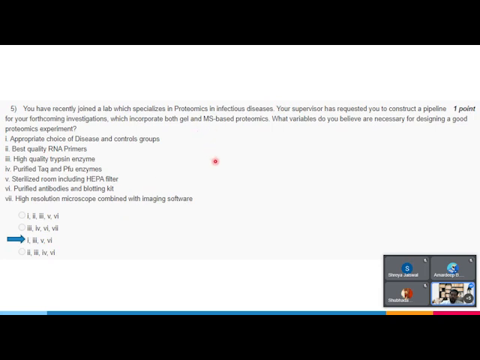Yeah, for proteomics workflow, all of you were almost correct that we need appropriate choice of disease and control groups, high quality trypsin, sterilized room with a HEPA filter, purified antibodies and a blotting kit. But we do not need RNA primers, right? Because there is no need for RNA primers in a proteomics workflow, we are only dealing with proteins. So for gel based or mass spec based proteomics, we only need some things that are essentially relevant to a mass spec-based proteomics approach. So RNA primers are not something that we are looking for in case of proteomics directly. So the correct option is C, that is appropriate choice of disease and control groups, high quality trypsin enzyme, sterilized room including HEPA filter, and purified antibodies and a blotting kit. Is that okay?